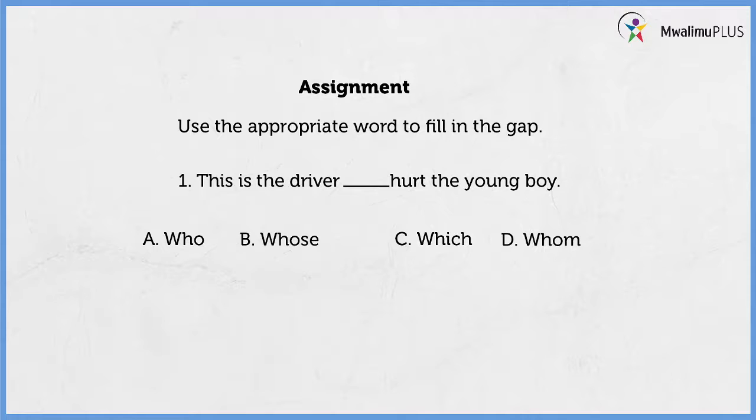Now, according to what we learned, this is the driver dash hurt the young boy. We are referring to the driver. Driver here is the subject in this sentence. This driver did something. He hurt the young boy. So how do we show that the subject did something? Which pronoun there is appropriate for showing that the subject did the given action? Let's see if you are able to get the answer correctly. So the answer is who.